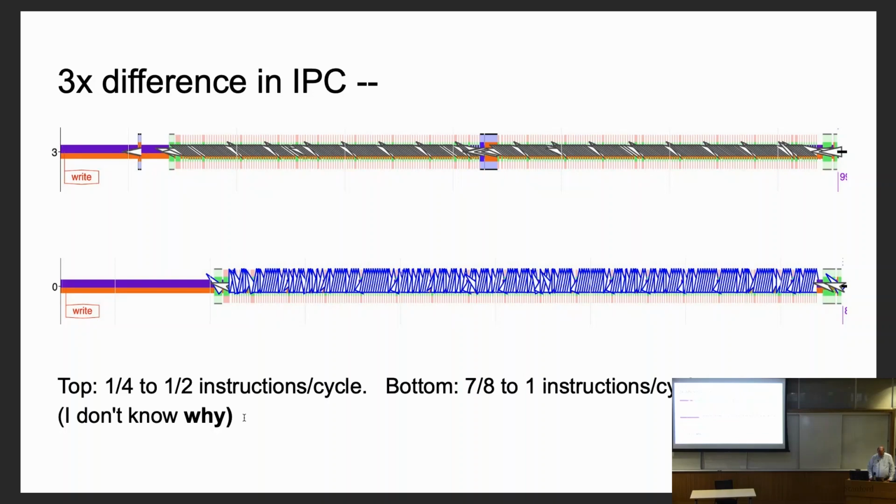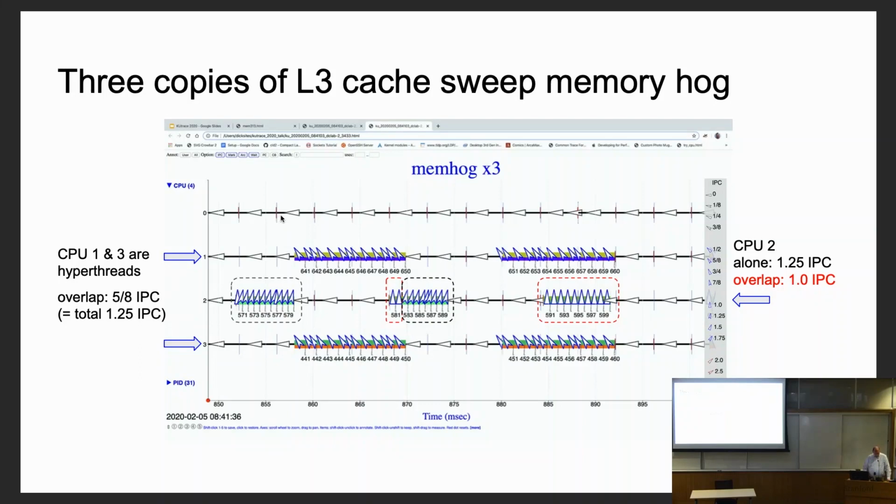So, example 4. These are three programs running, each of which is beating to death something like a 100 megabyte array. So it's sweeping through the L3 cache. It's always going out to main memory. And what we see, I picked 3 on purpose, so two of them have to be running on the same physical CPU core, in this case, 1 and 3. These are running at about 5/8 of an instruction per cycle, and this other one also simultaneously at about 5/8 of an instruction per cycle. So between them, they're getting a total of 1 1/4 instructions out of that physical core.